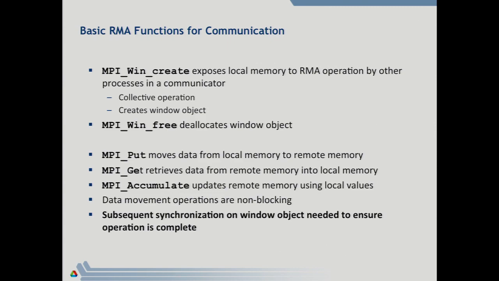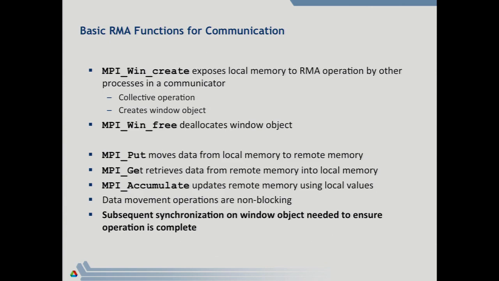As with all other MPI objects, if you have a create, you have a free. And this deallocates the window object. Again, it's a collective call. Everybody needs to free it collectively, just like freeing a communicator. And then the core routines, the ones that came with MPI 2, are put, get, and accumulate.